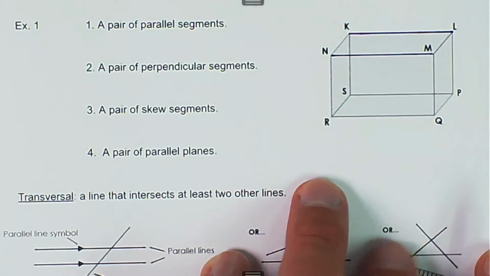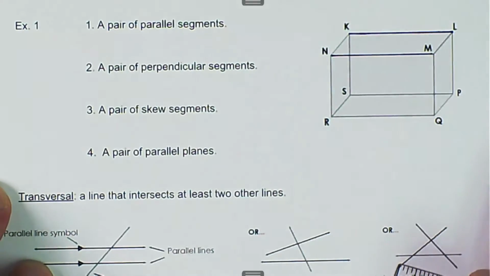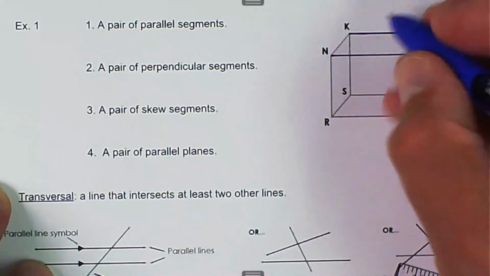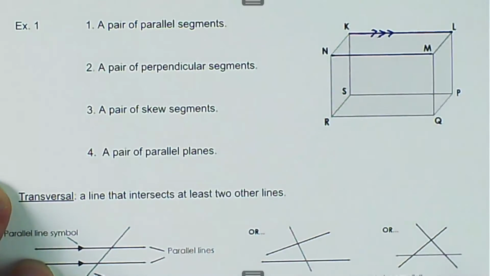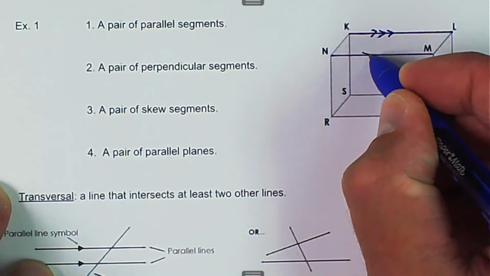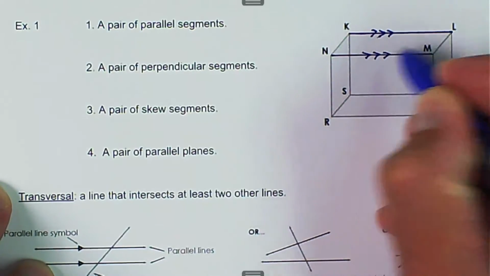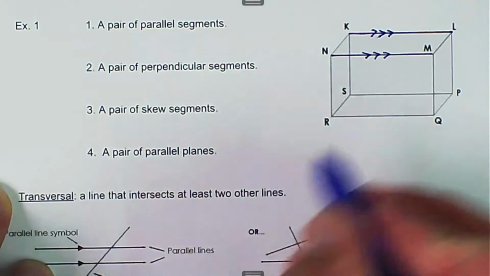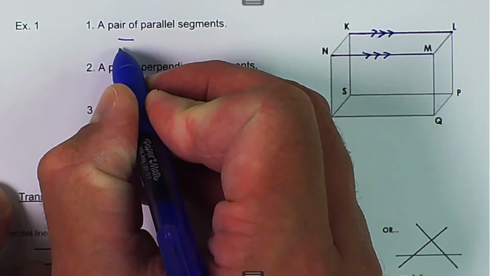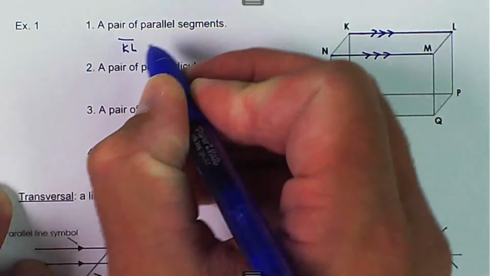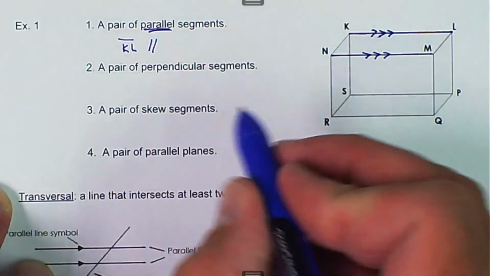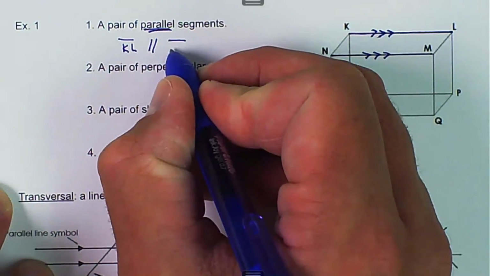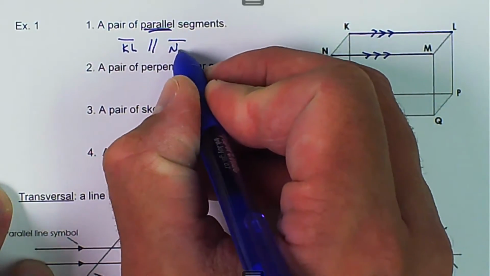The way that we show that they're parallel on the drawing is we can either use triangles or we can use arrows. So if I put 3 arrows on this line to show that they're parallel, I'm going to put 3 arrows on this line. So that's going to be line segment KL, and then we'll use the parallel sign. That's the parallel sign right there, is parallel to NM.